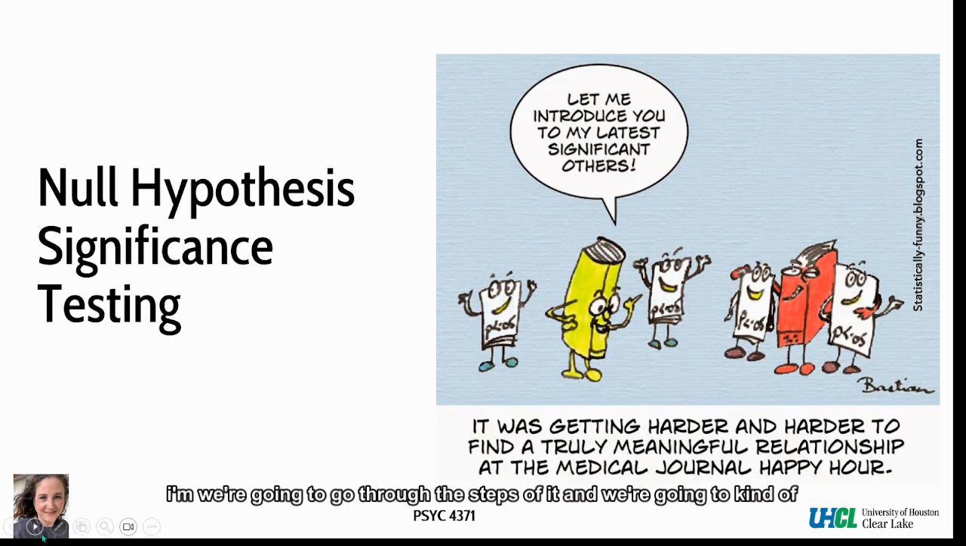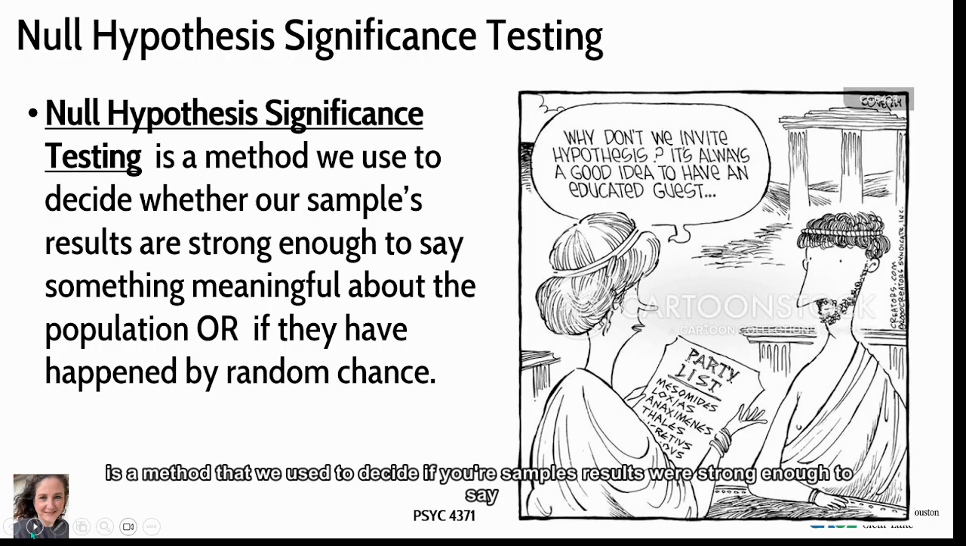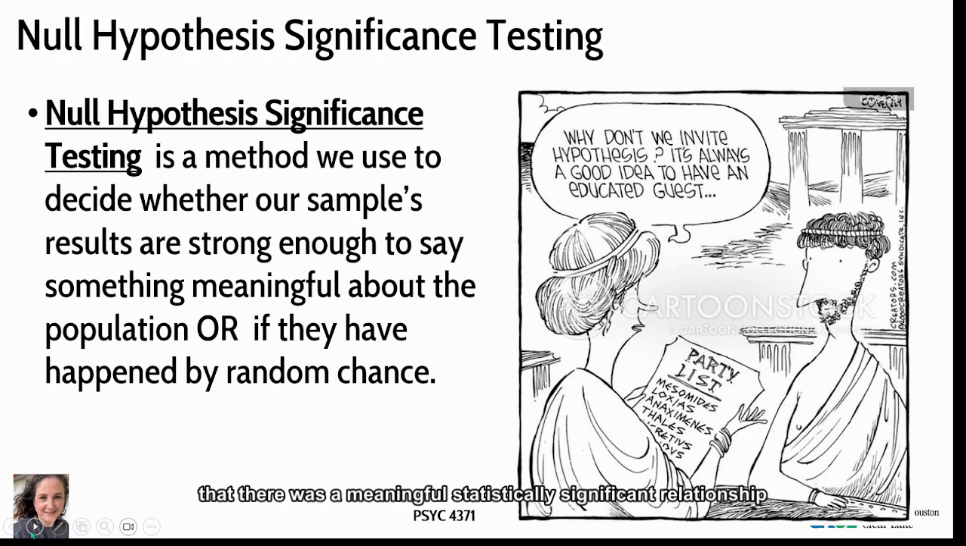We're going to go through the steps of it, and we're going to review how that plays a part in inferential statistics. So the null hypothesis significance testing method is a method that we use to decide if your sample's results were strong enough to say that there was a meaningful, statistically significant relationship about your population, or did what you find simply happen due to random chance.